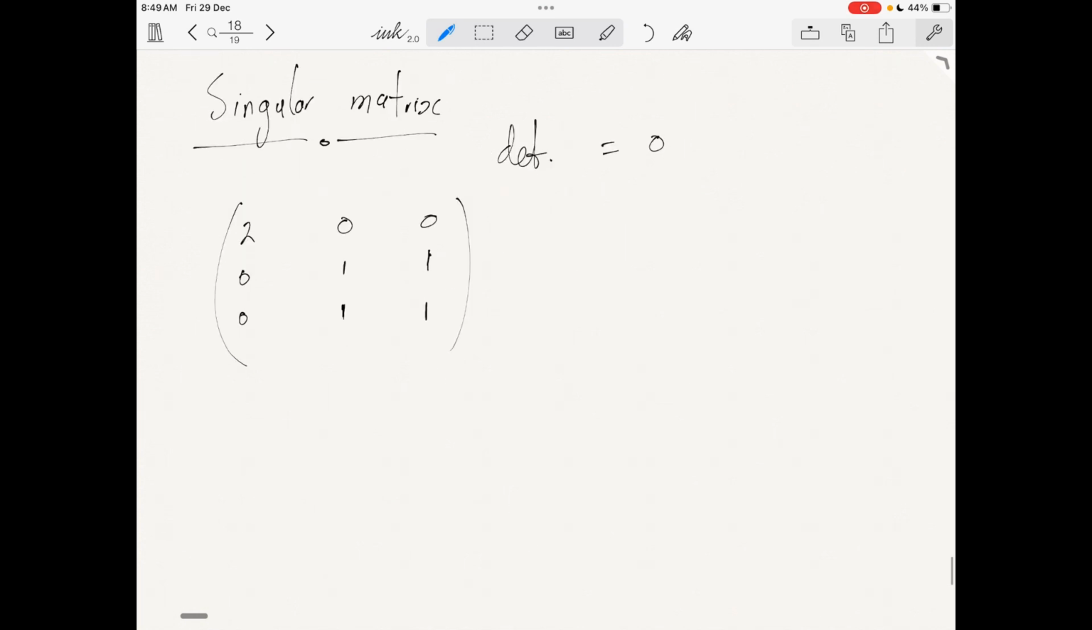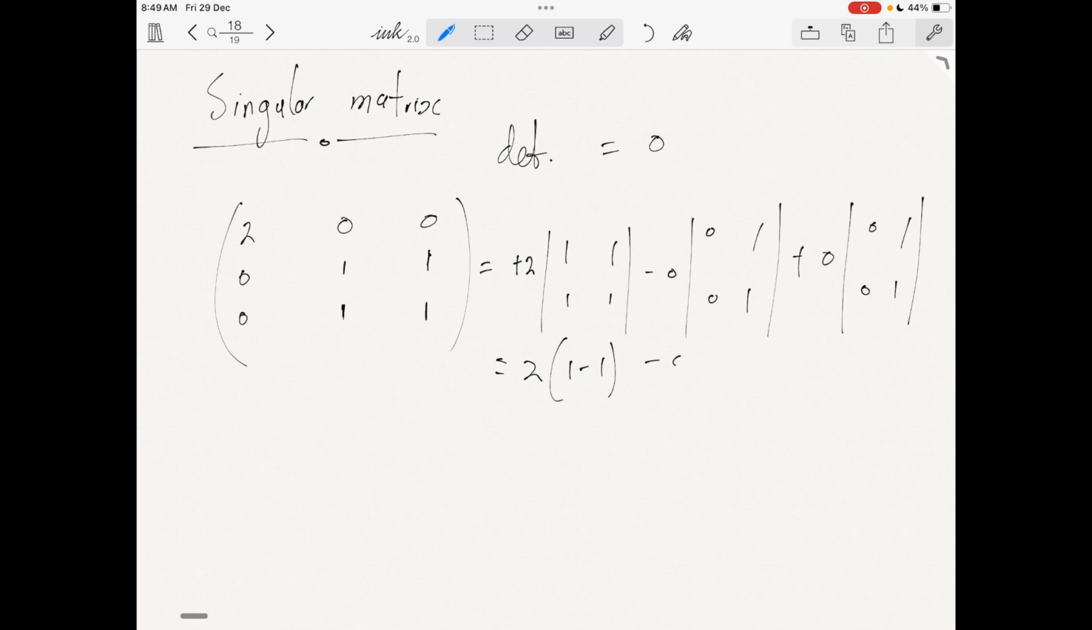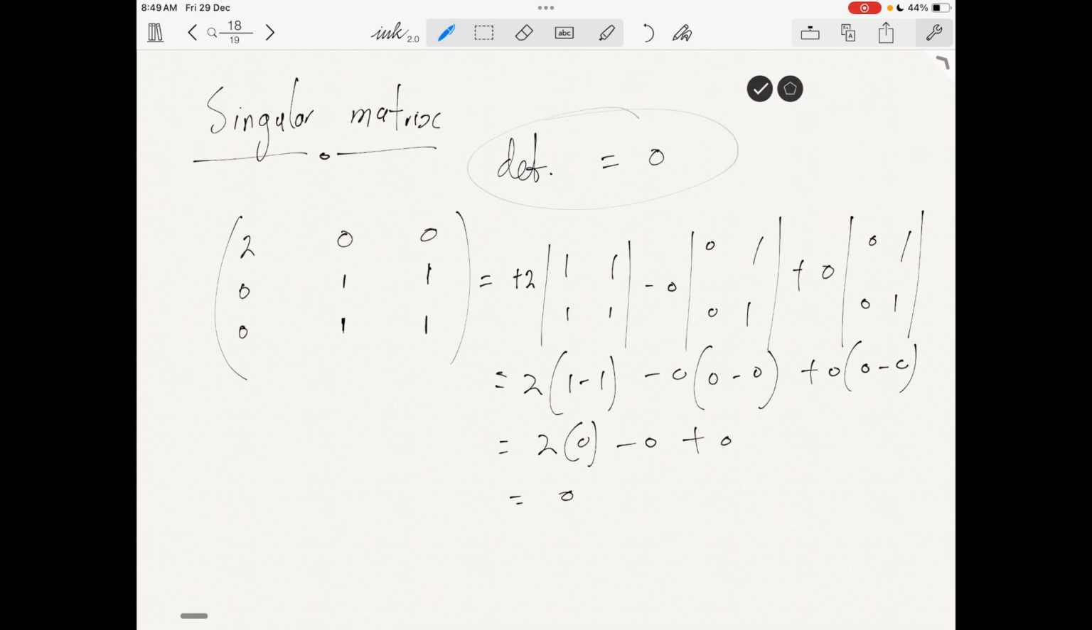This will give us plus 2 into the determinant of 1 1 1 1, minus 0 into the determinant of 0 1 0 1, and plus 0 into the determinant of 0 1 0 1. And this will give us 2 into (1 minus 1), minus 0 into (0 minus 0), plus 0 into (0 minus 0). And this will give us 2 into 0 minus 0 plus 0, altogether 0. Now this is a singular matrix because its determinant is 0.